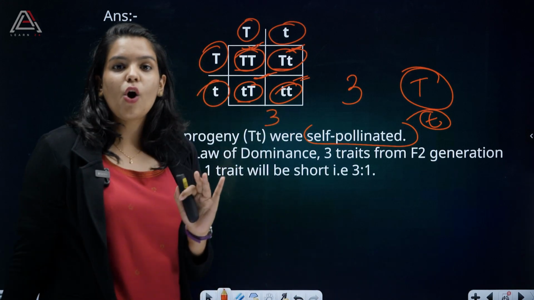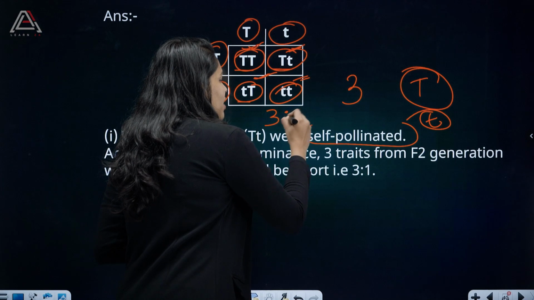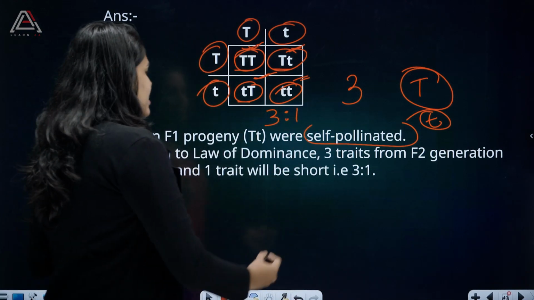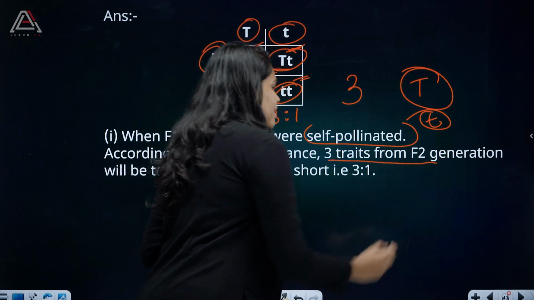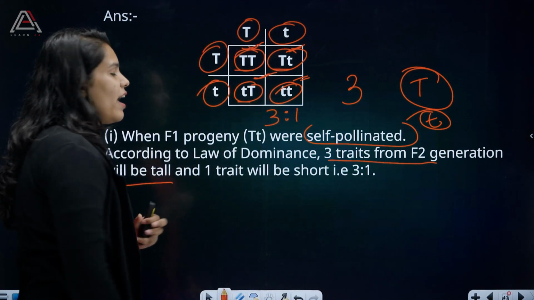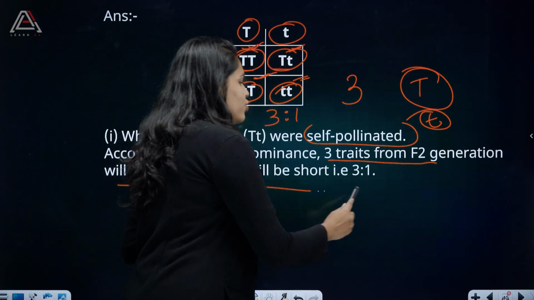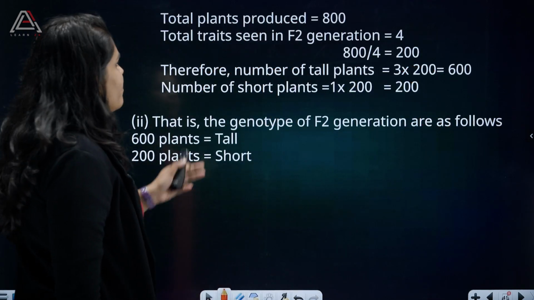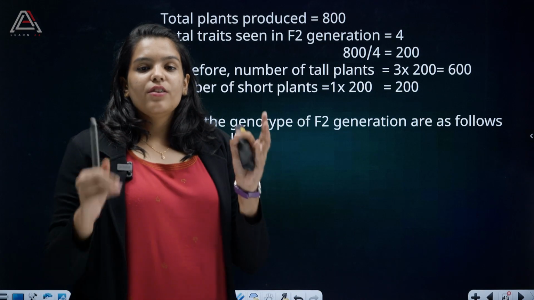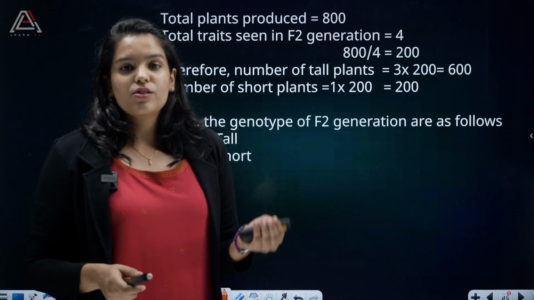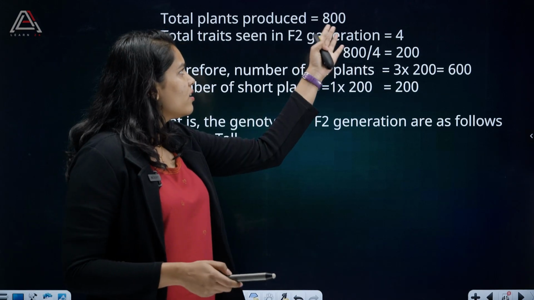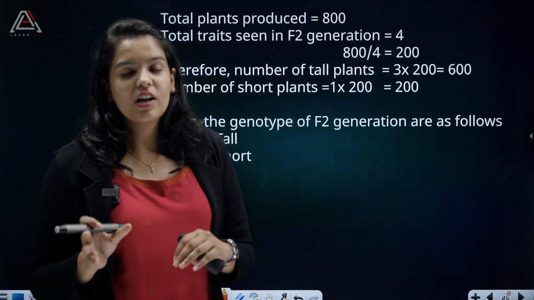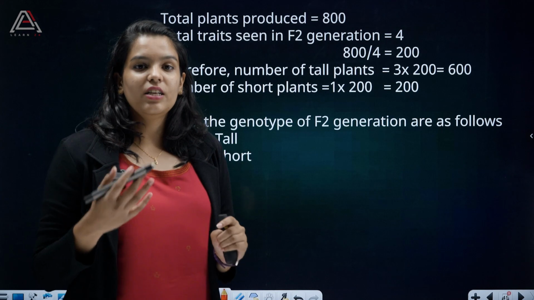So if we are checking the ratio according to the law of dominance, you can see 3 of the plants are tall and only 1 plant is short. So you can say that of the 3 traits from the F2 generation, they will be tall and 1 trait will be short, that is in the ratio of 3:1. Okay, so in the question they have asked, there were a total of 800 plants. According to the 800 plants, how many of them will be tall and how many of them will be short? That is what they have asked in the question.